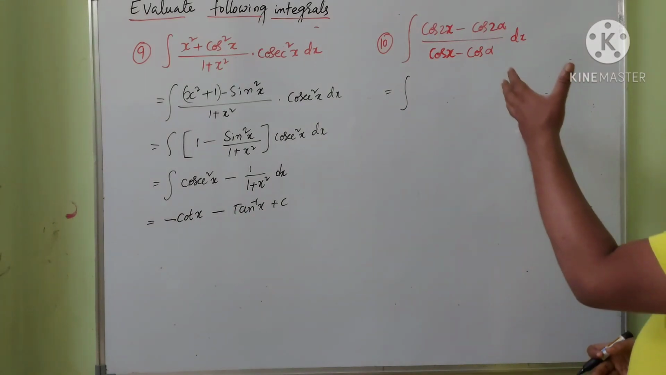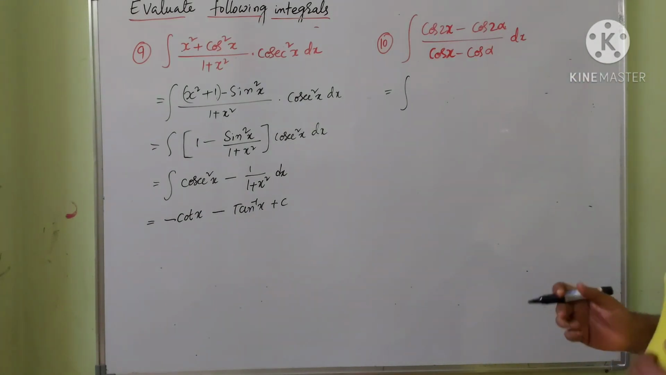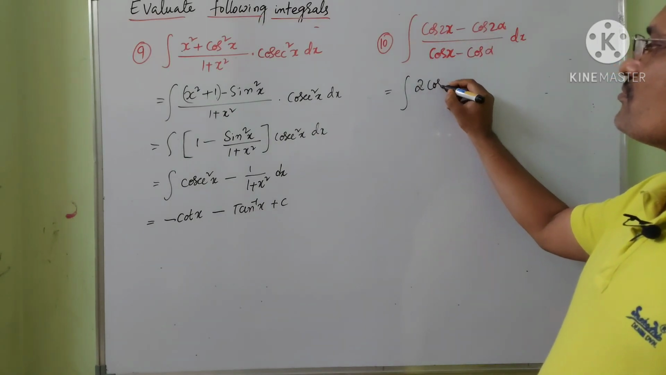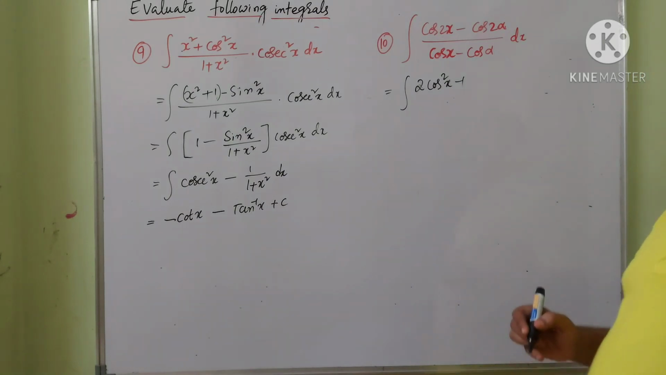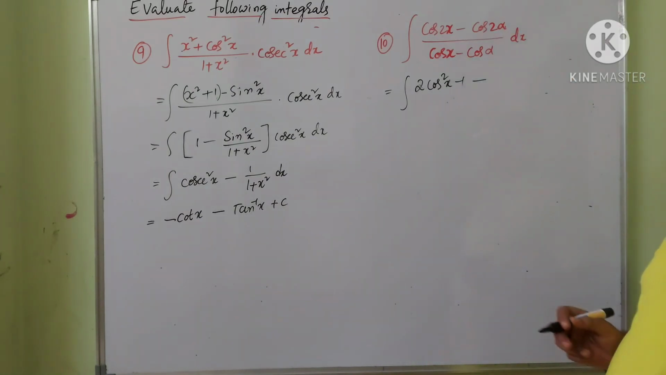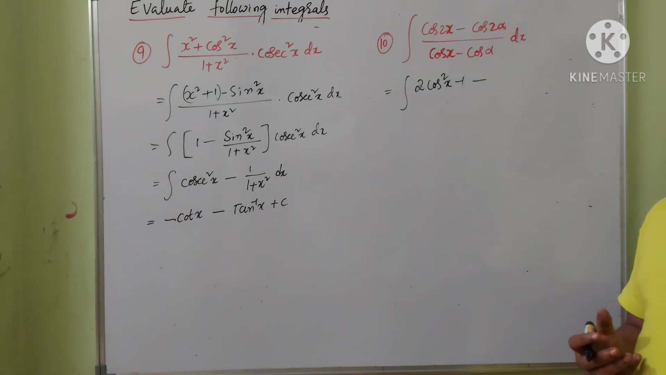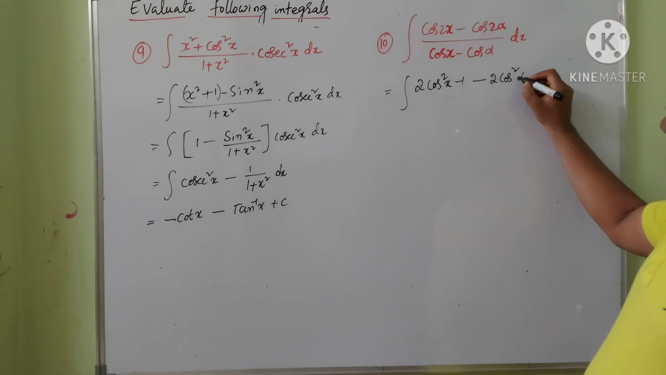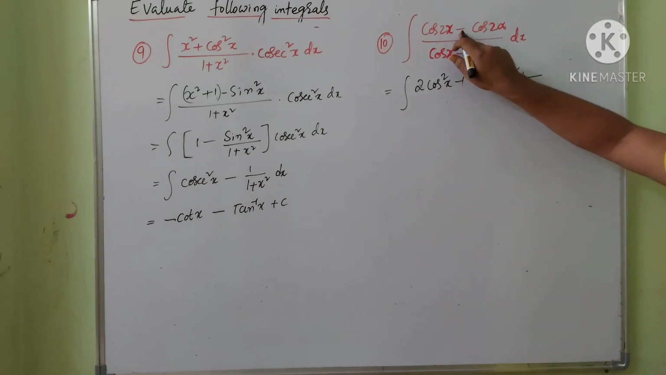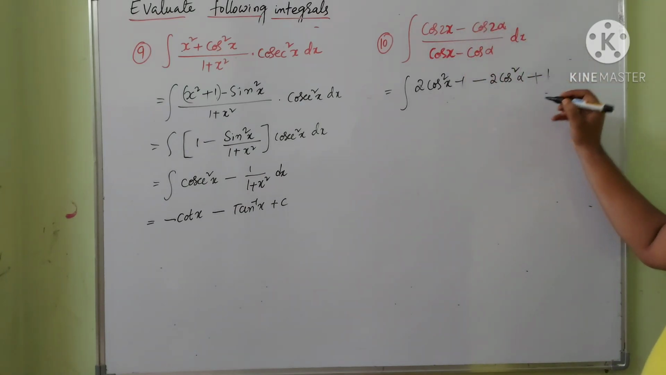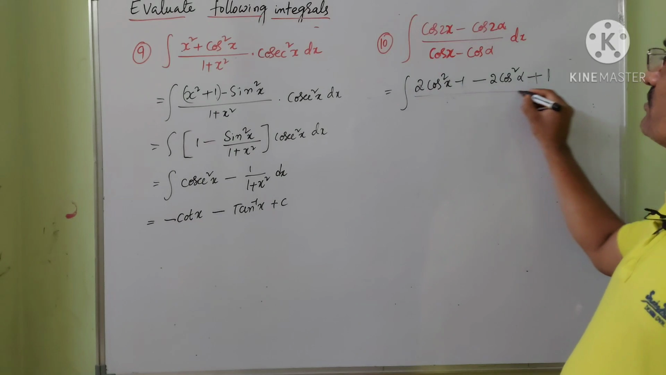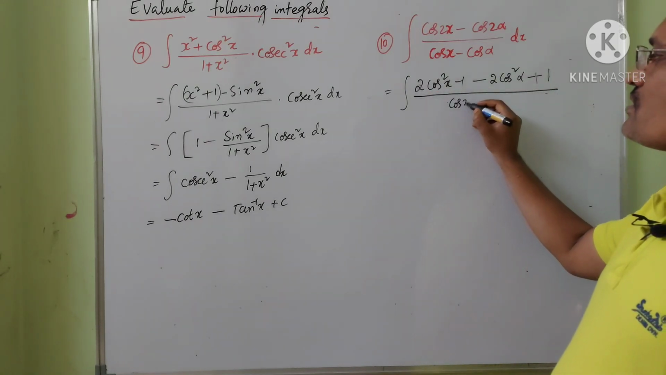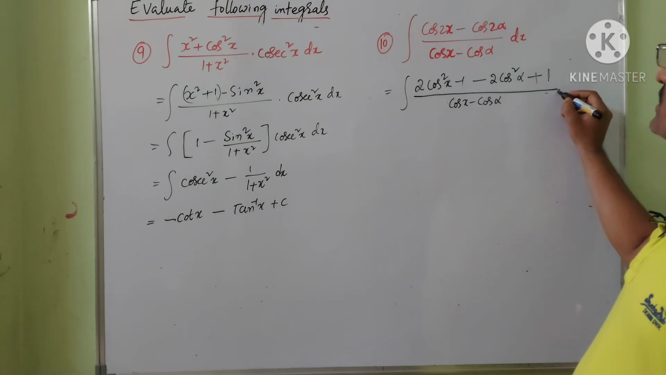Students, let us simplify the function. Cos 2x can be written as 2 cos square x minus 1. Cos 2 alpha can be written as 2 cos square alpha minus 1. If you write here 2 cos square alpha minus 1, minus comes for both terms, so minus minus plus 1, divided by cos x minus cos alpha dx.